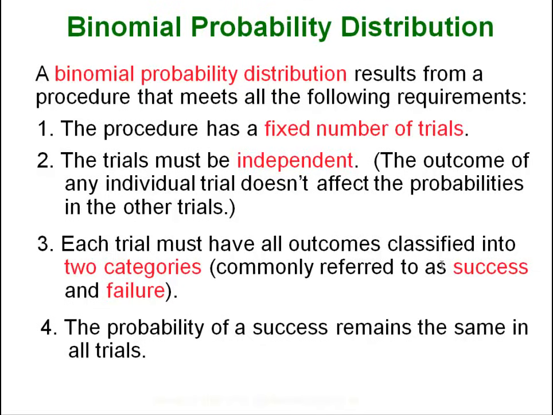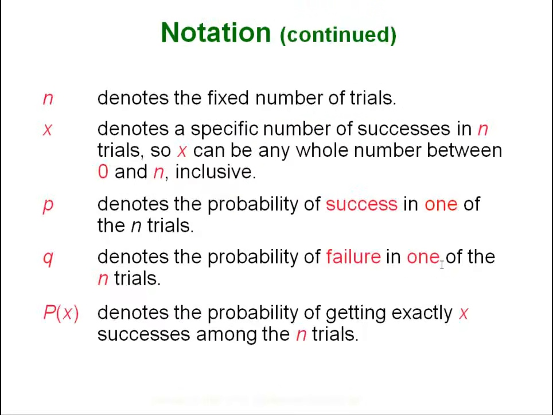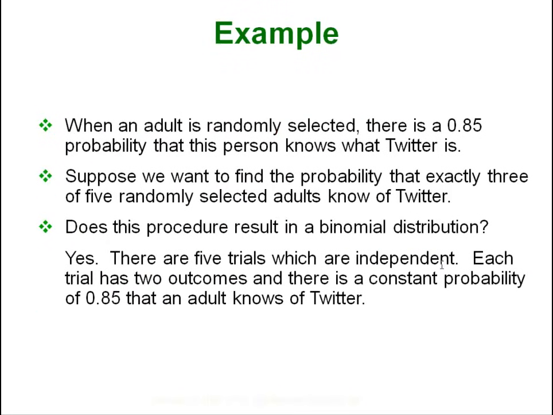And the probability of a success has to be the same in all trials. Since we know 85% of the entire population knows what Twitter is, doesn't that mean every single person has the same probability? There's an 85% chance that this person knows it, there's an 85% chance that that person knows it. So the probability remains constant. So it fits all the key criteria, and therefore it is, in fact, a binomial probability distribution.